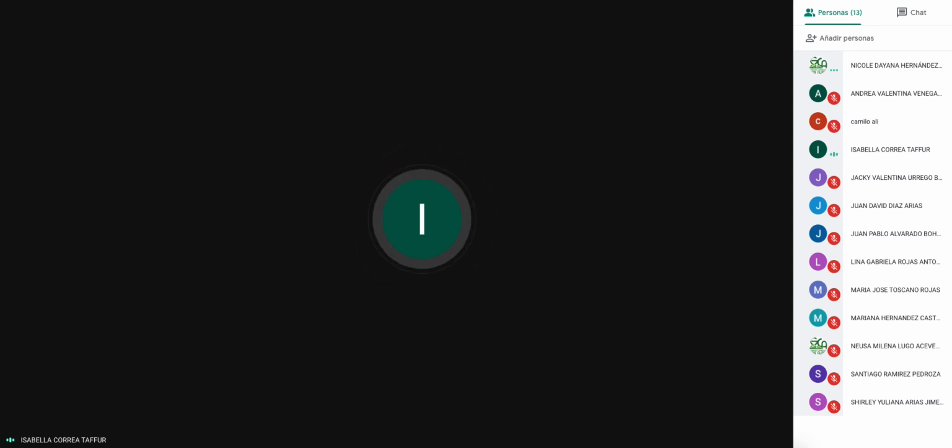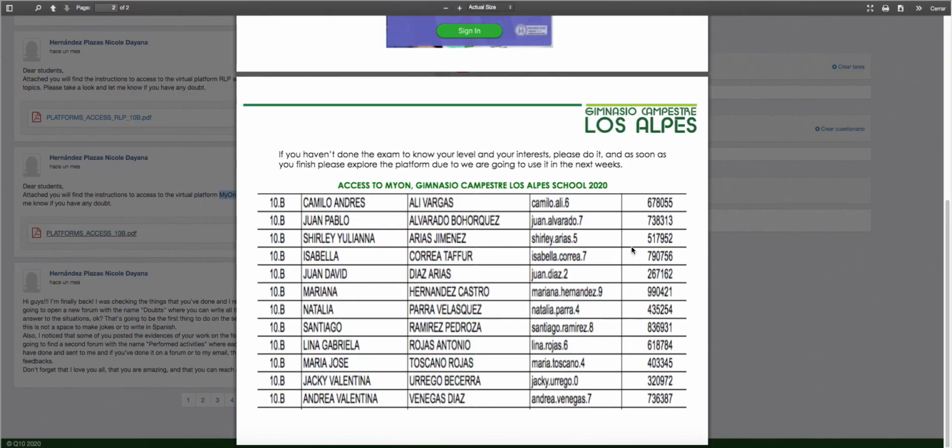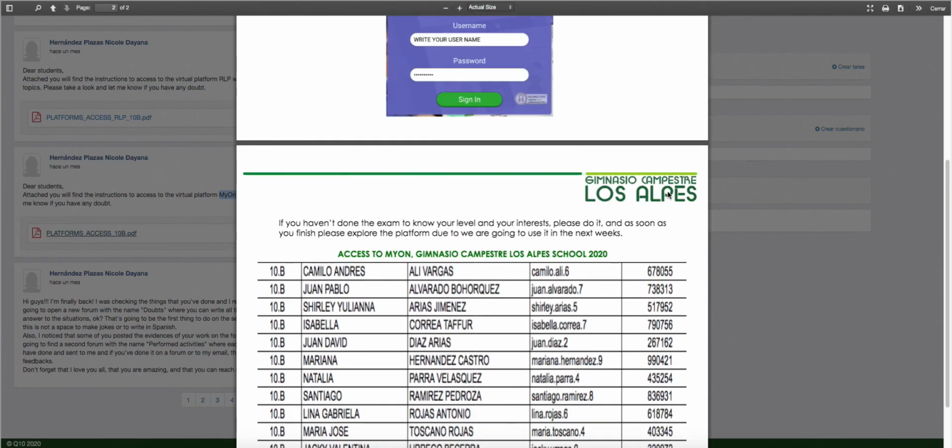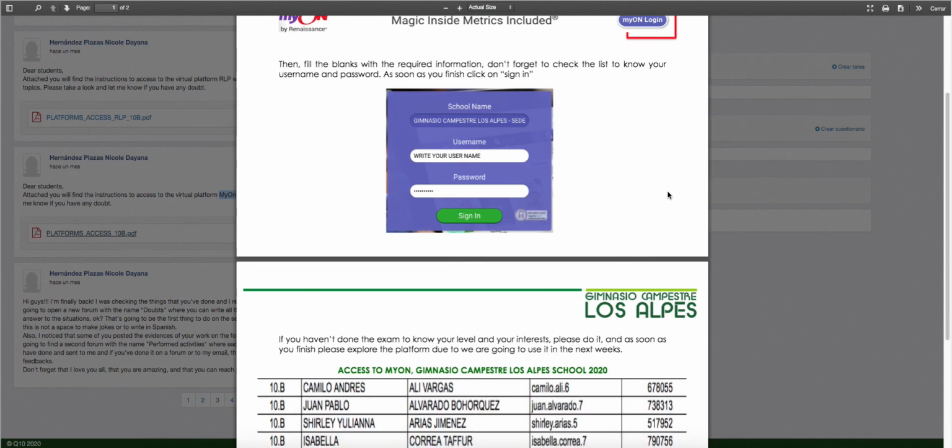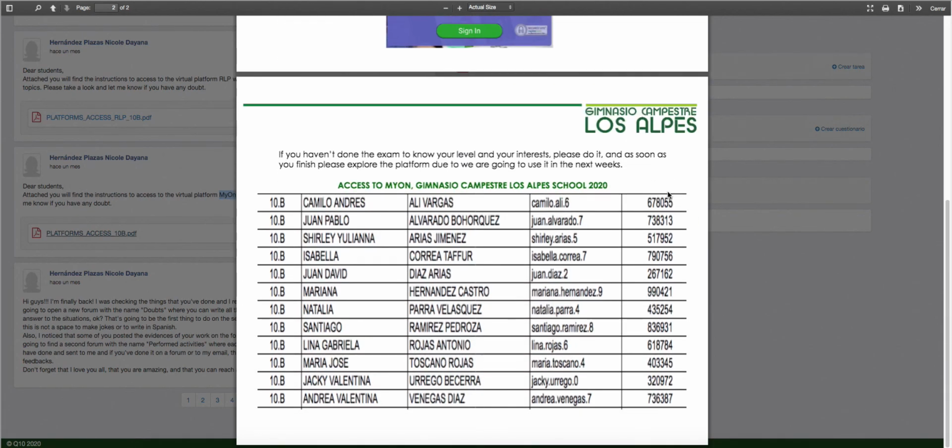I'm writing the school, but teacher, when they say principal. Yes, it's the only Los Alpes that you are going to find there. Okay, and what is the username? So I am going to publish this again. So your username is isabela.correa.7. Isabela.correa.7. Okay?